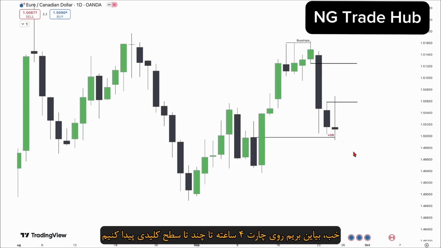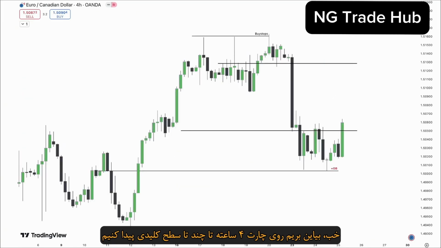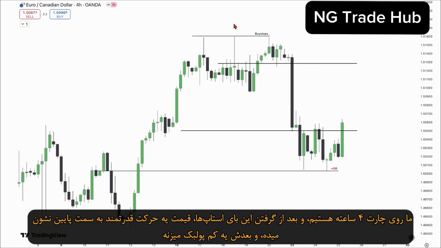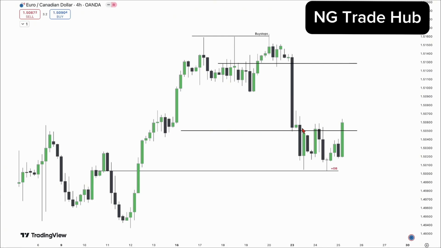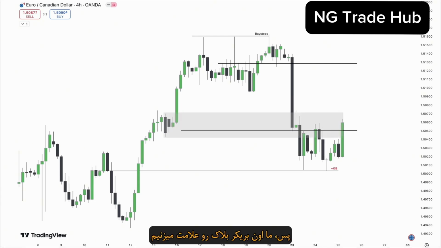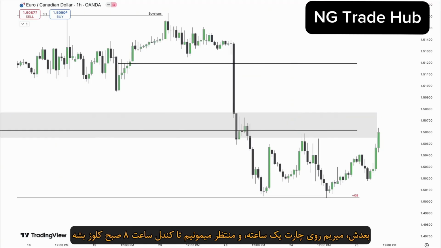So let's hop on to the 4-hour chart to find out some key levels. We are on the 4-hour chart, and after taking these buy stops, price shows displacement to the downside and then retraces a little bit. Here we have a gap, and also we have a breaker block aligning with the daily FVG. So we mark out that breaker block. Next, we switch to the hourly chart and wait for the 8 AM candle to close.